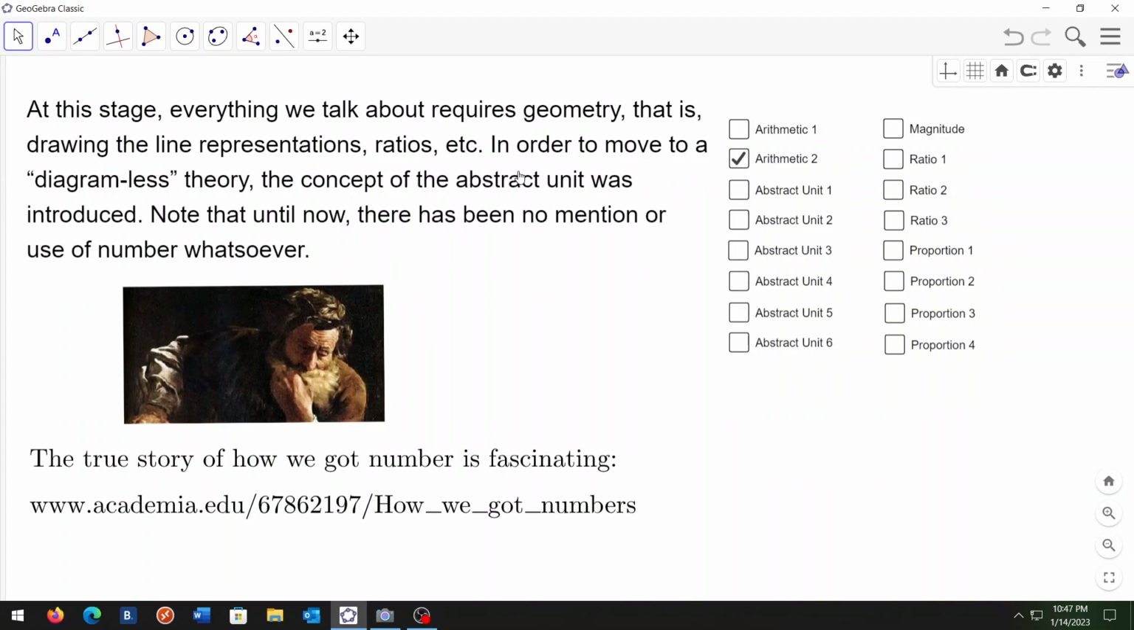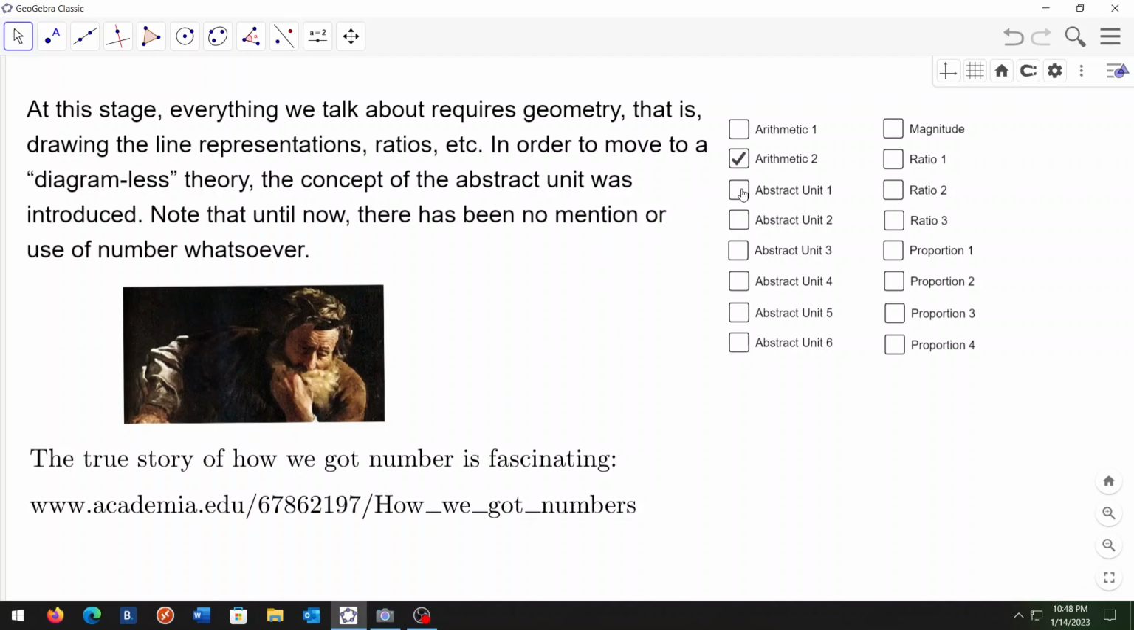At this stage, everything we talk about requires geometry. That is, drawing the line representations, ratios, etc. In order to move to a diagramless theory, the concept of the abstract unit was introduced. Note that until now, there has been no mention or use of number whatsoever. The true story of how I got numbers is fascinating, and if you want to know about that, click the link below.